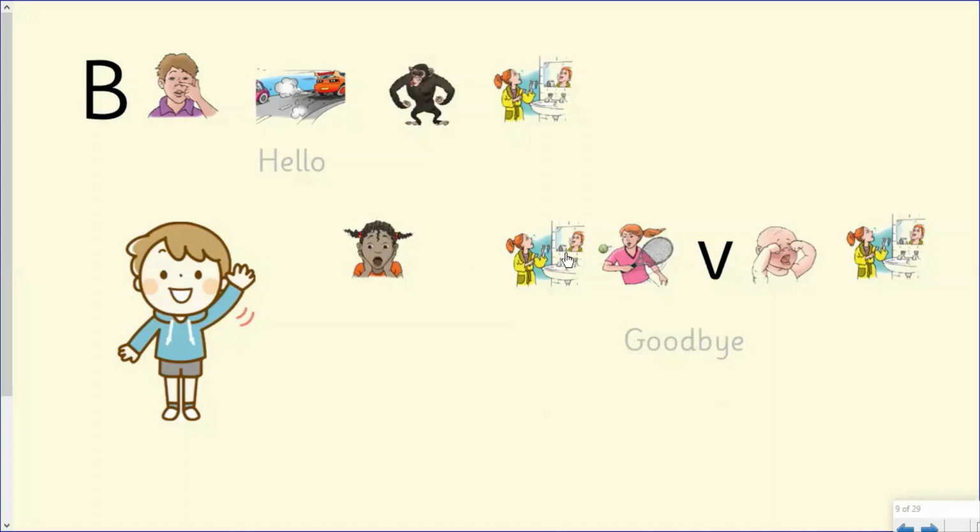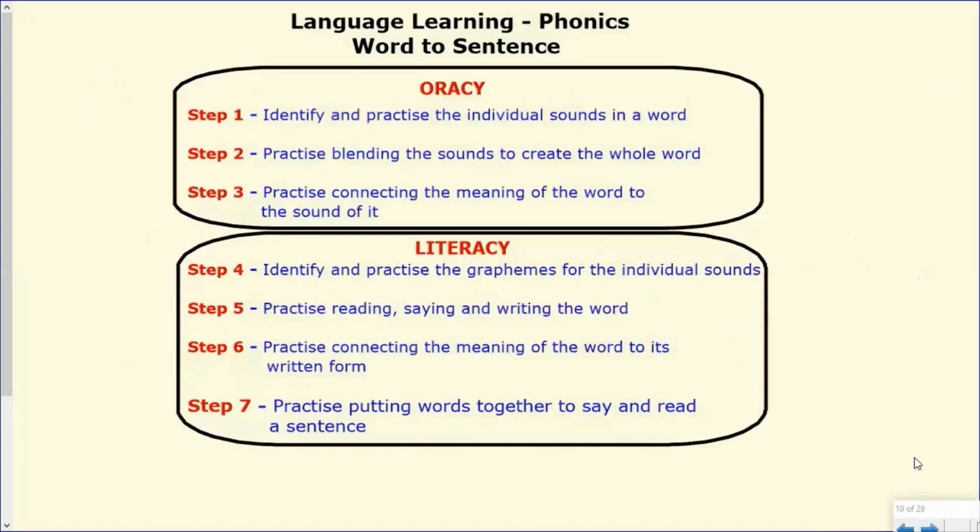Au revoir. Au revoir. And then the children will understand what each sound is and how it's made, and then you will get some very accurate pronunciation. So this is the 7-step process to which I referred earlier.